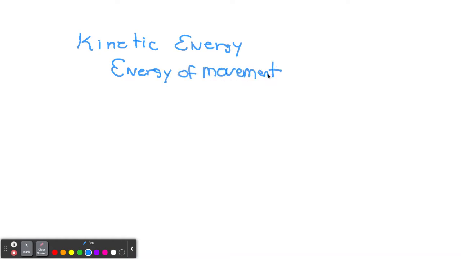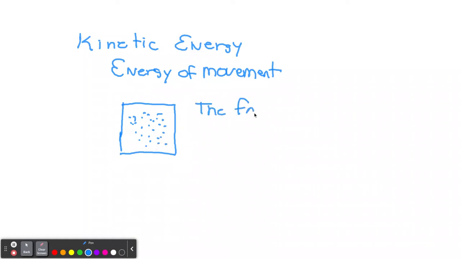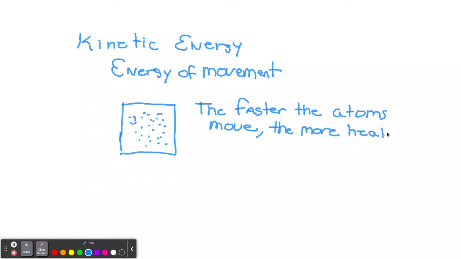Now, the particles inside a substance are moving. So the faster they move, the more heat is produced. And I'm oversimplifying things here. The faster, we'll just say the atoms, the faster the atoms move, the hotter, the more heat, we'll put it that way, the more heat will flow.